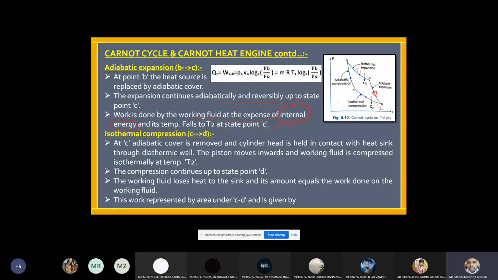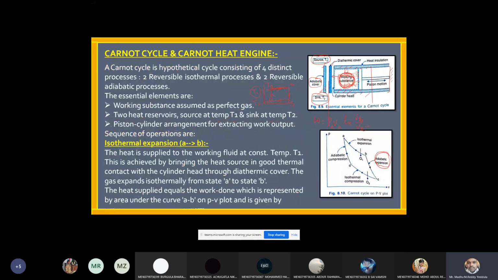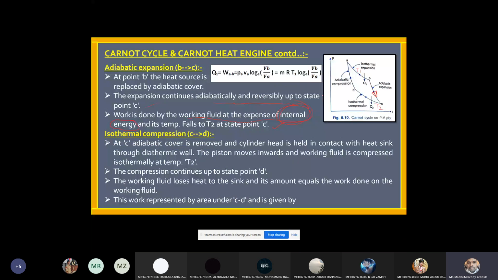So in order for the isothermal compression to occur, first we kept the diathermic wall, second the adiabatic wall. Now remove the adiabatic wall and keep the diathermic wall in contact with the cylinder head and connect the sink to that. Right? So what will happen during that process? At C, the adiabatic cover is removed and the cylinder head is held in contact with the heat sink through the diathermic wall. So the piston moves inwards, meaning during the compression process.